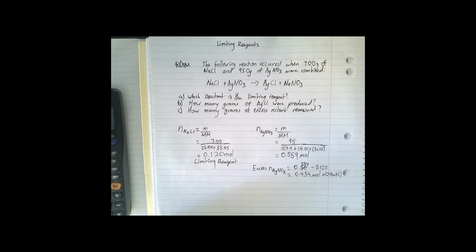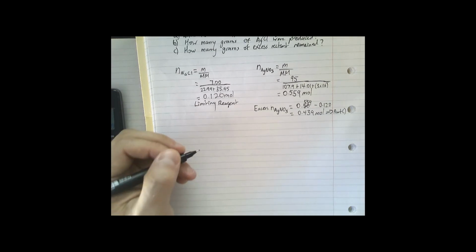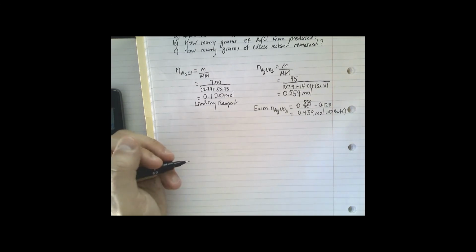I'll get back to that in a little bit. I thought I'd just do the calculation while I was talking about everything else. Let's just move everything down a little bit. The next question is, how many grams of silver chloride were produced?